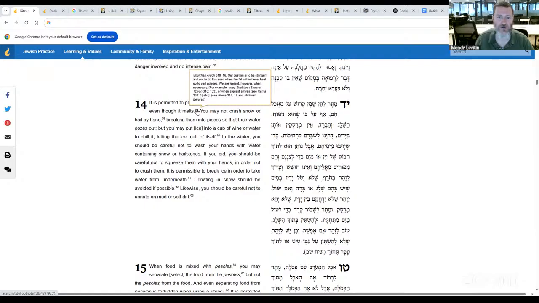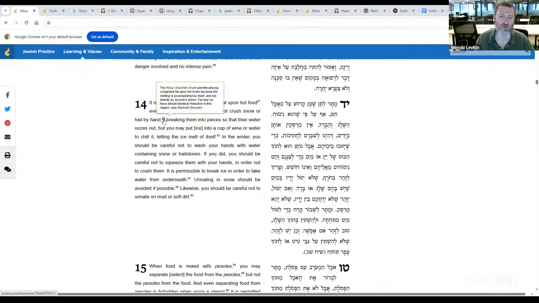We are lenient, however, when necessary. For example, oneg Shabbos, if your joy of Shabbos is dependent on it, or when guests arrive and that's the only way to eat the food, and you didn't prepare enough food for them. Okay, number 59. You may not crush snow or hail by hand.